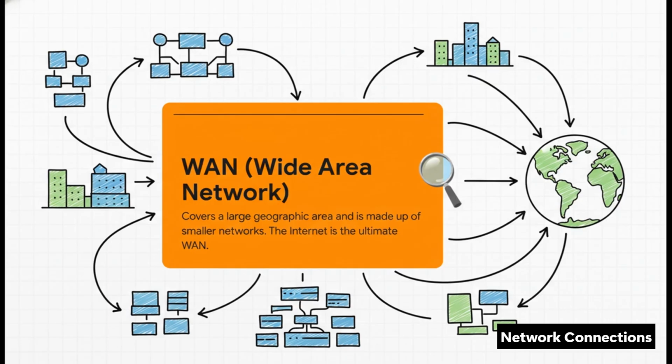And finally, the big one, the WAN, or Wide Area Network. This is the top level. It covers a huge geographical area, basically by linking together all those LANs and MANs and other networks we just talked about. And here's the key takeaway. The internet itself, it's the ultimate WAN. It's just a massive global network of networks.